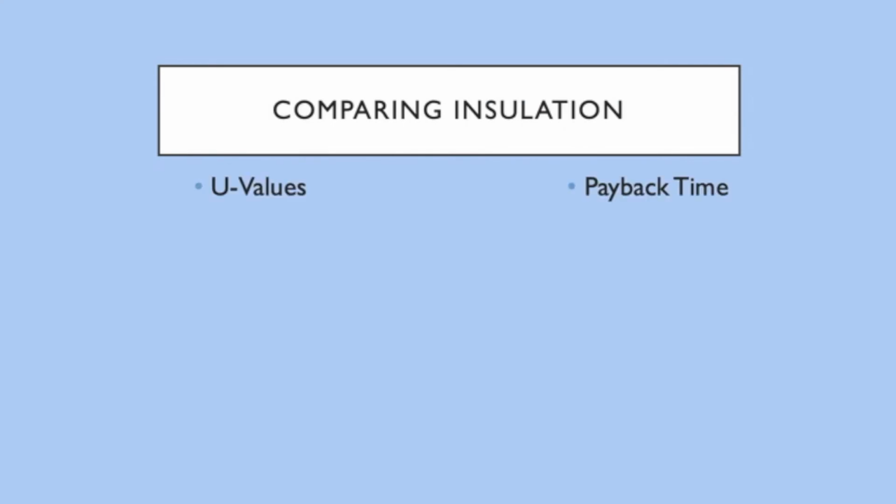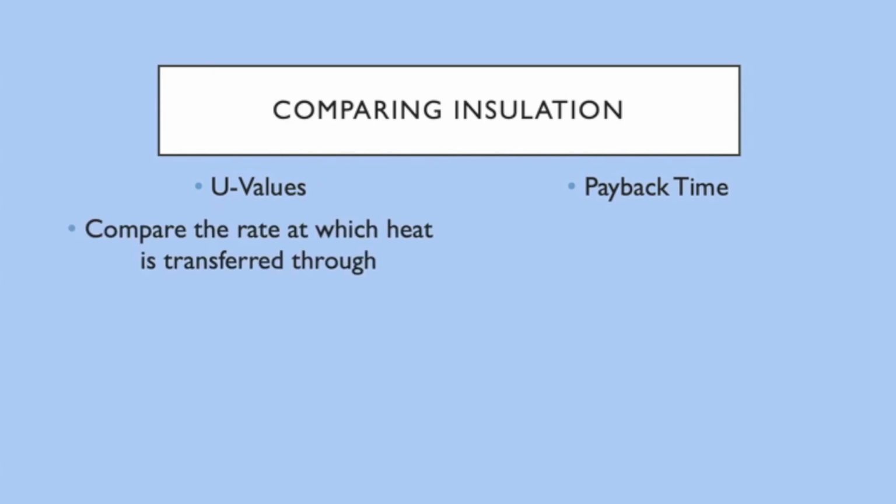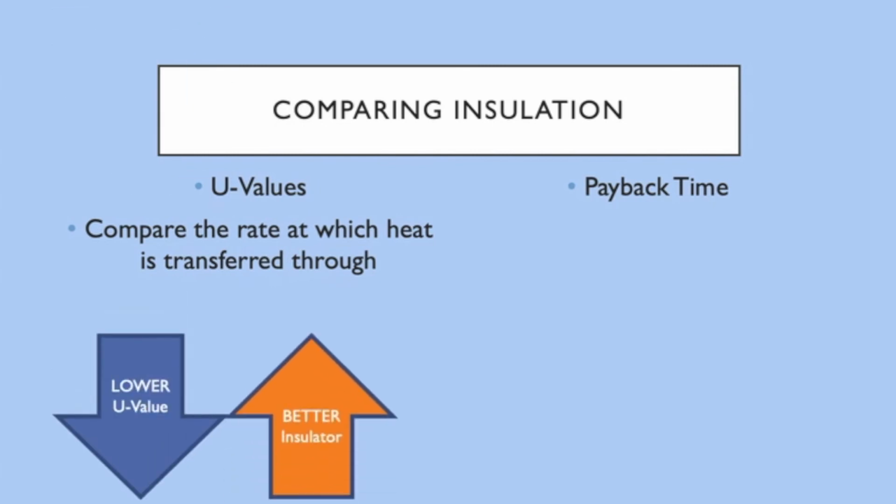Right, so how do we compare different insulators? There's a couple of different ways. We can either use U values or payback time. U values compare the rate at which the heat is transferred through the insulator. And basically it's just the wrong way around. The lower the U value, the better the insulator, because that's the rate at which the heat energy is transferred through. So we don't want that to be high. The lower that is, the better the insulator is.